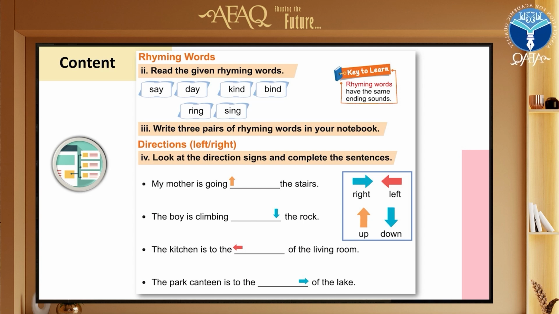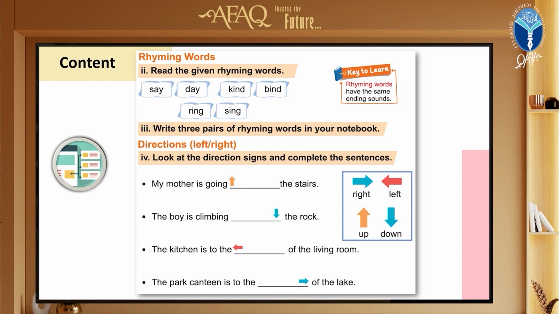Look at the direction signs and complete the sentences. In the sentences, my dear kids, there are arrows given. You are supposed to observe the arrows and then write whether it is up or down, right or left. Let's see the first 2 together. My mother is going dash the stairs. Where is the arrow pointing? Up, right? So my mother is going up the stairs.